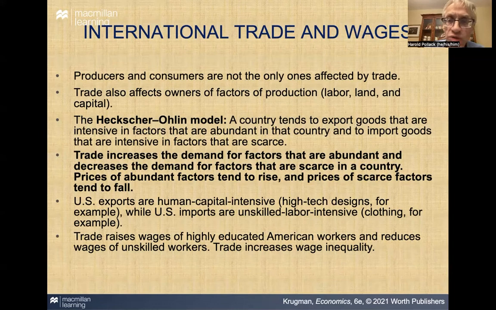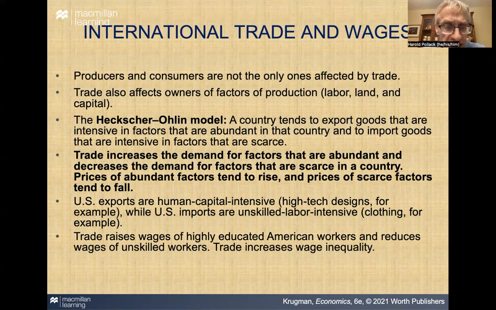Now, producers and consumers are not the only people affected by trade. Trade also affects the owners of factors of production, and the factors of production include labor, land, and capital. So trade has a big effect on wages. It has an effect on the price of land and capital, and the returns that all three of those factors of production are going to get from production.